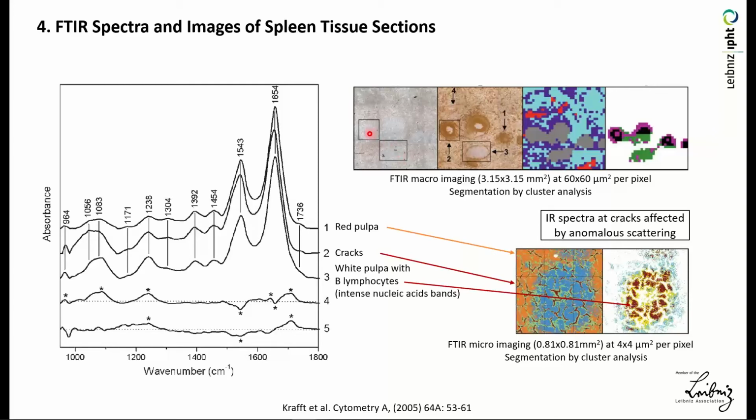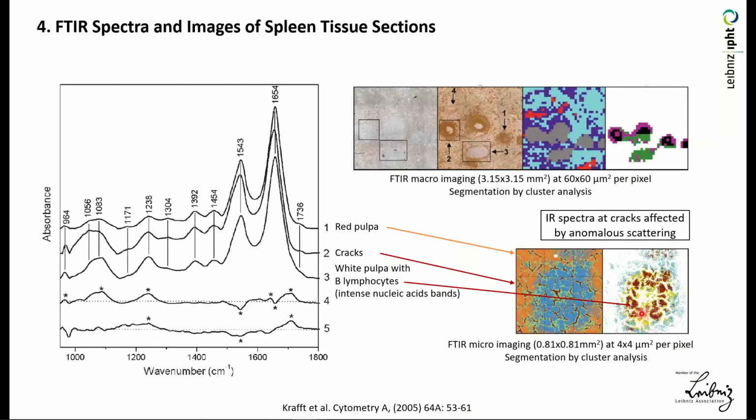From two follicles, a microscopic image was collected, and the infrared spectrum corresponding to the orange cluster was assigned to the red pulp. It's a prominent feature in spleen tissue. Numerous cracks are evident throughout the tissue. These cracks, if you look closely, also show some anomalous scattering and a shift of the amide I band. And so the red pulp and the cracks were removed in the second cluster analysis.